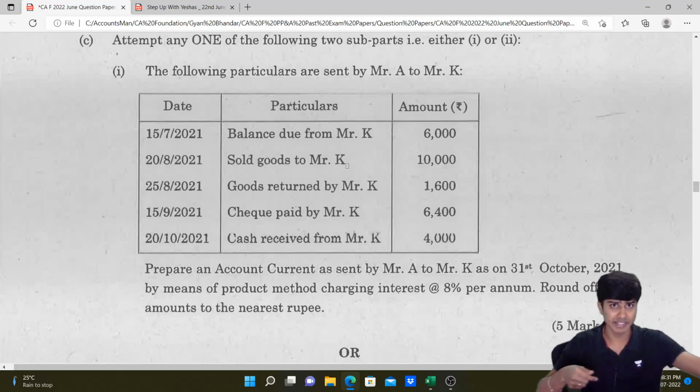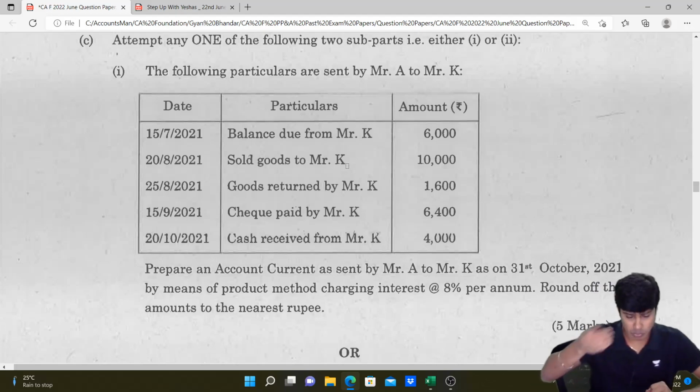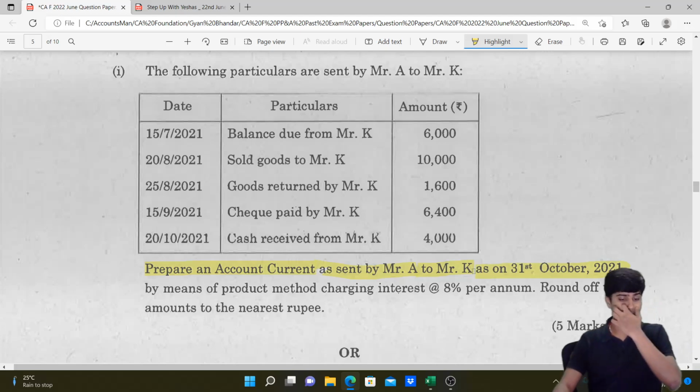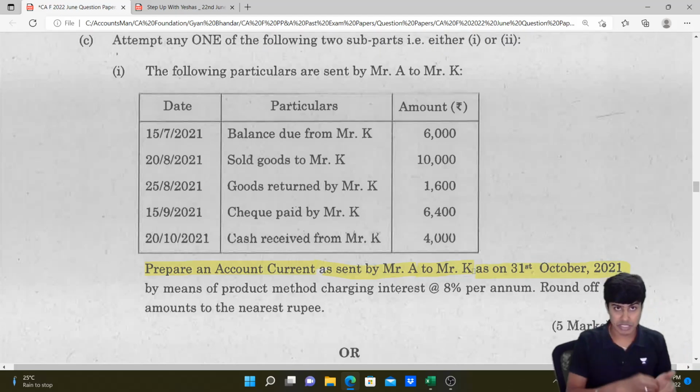Let us read the table later. Please read what's given below the table. Prepare an account current. Where is the line? Okay. Prepare an account current as sent by Mr. A to Mr. K as on 31st of October 2021. So what should we do? It is to be sent by Mr. A to Mr. K as on 31st of October 2021. So let's prepare this account current.